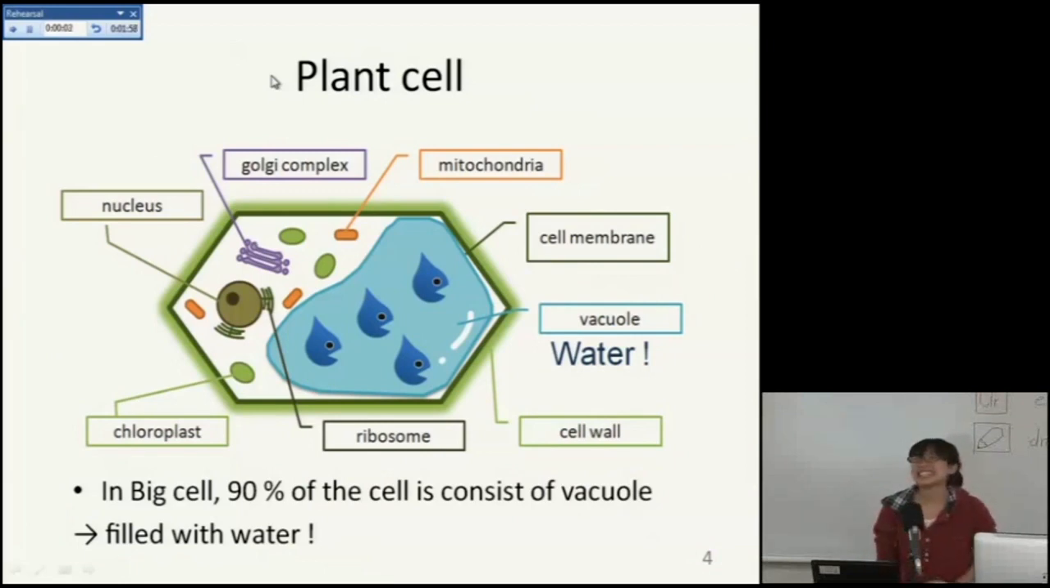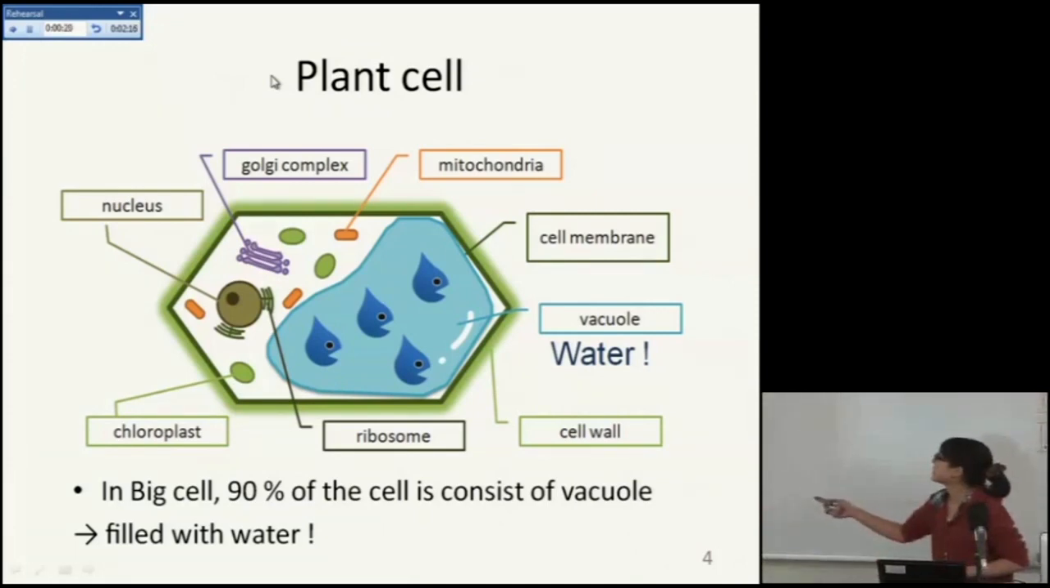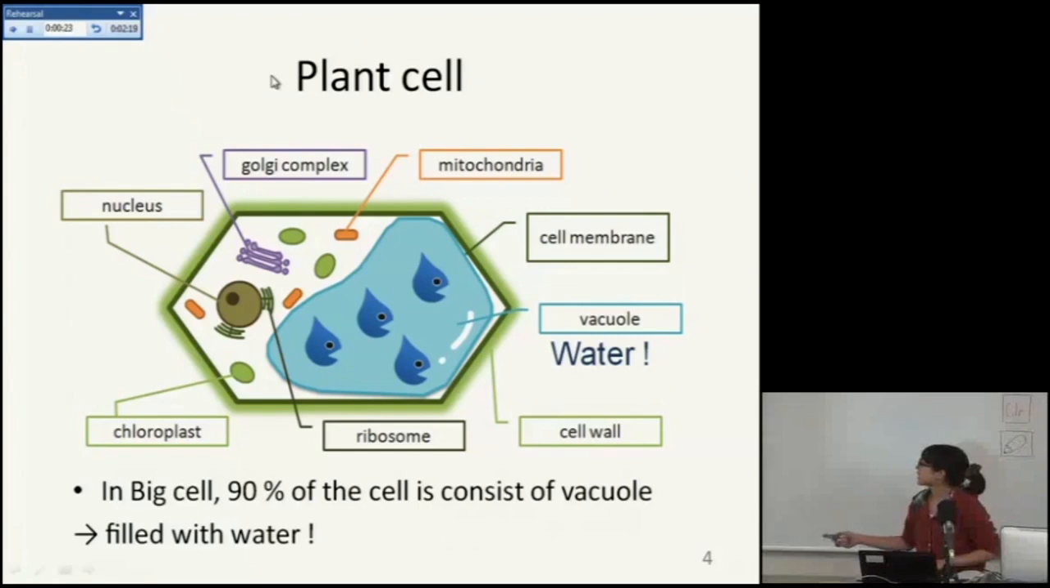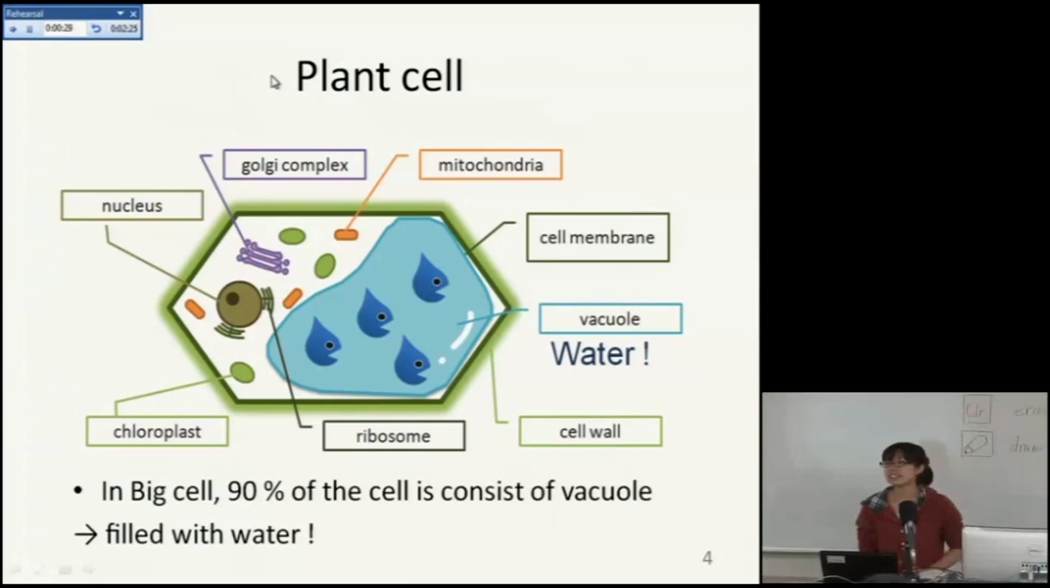So this is the image of the plant cell. The difference from the animal cell is the cell wall, chloroplast and vacuole. The cell wall is the cover of the cell made of cellulose, which is likely to transmit the terahertz radiation. And the chloroplast is a material which has a function of photosynthesis. And vacuole is a bag filled with water.